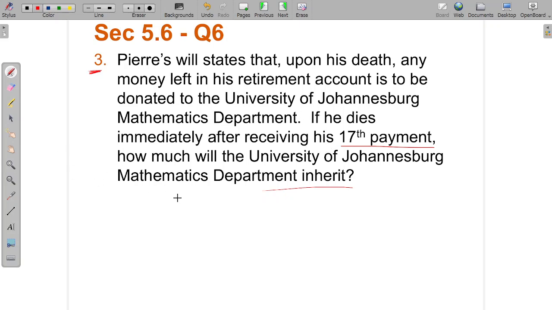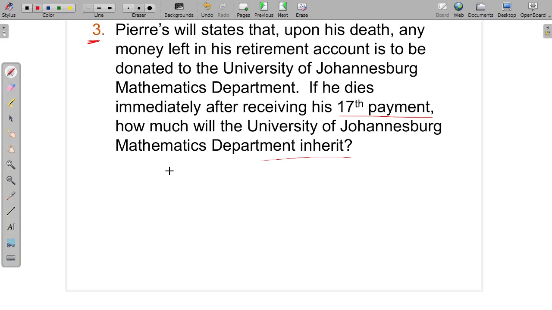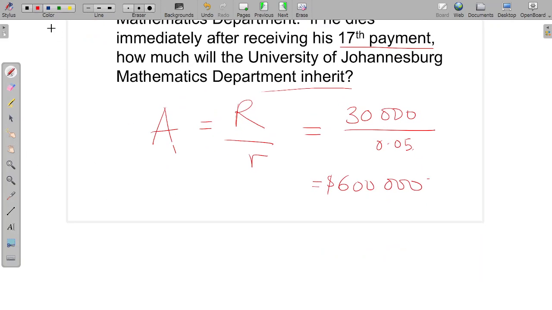Okay, so one thing you must notice in perpetuity is that perpetuity maintains its principal. So that means in perpetuity, recall the formula A equals R over r. So the money that will be given to the University of Johannesburg Mathematics Department will be this divided by the rate, which is 0.05. Okay, that is the money because that is the principal. So perpetuity maintains its principal.